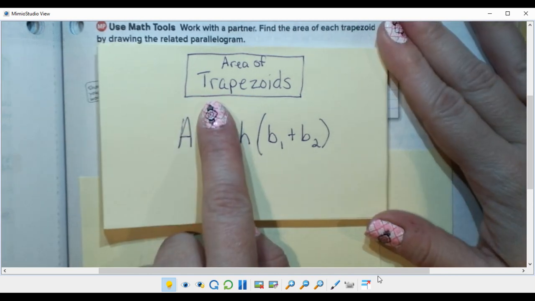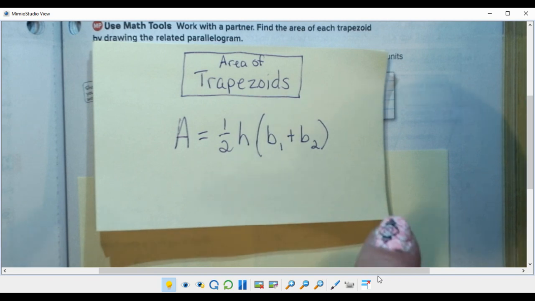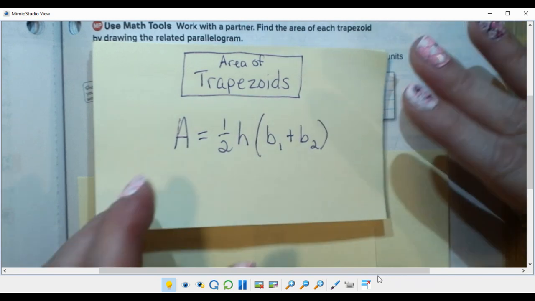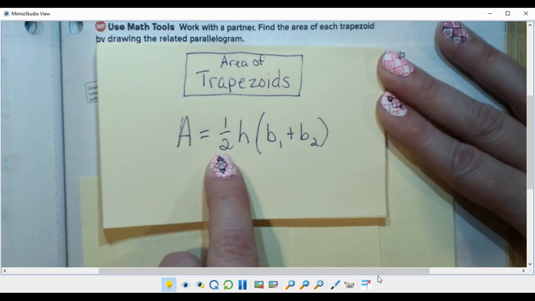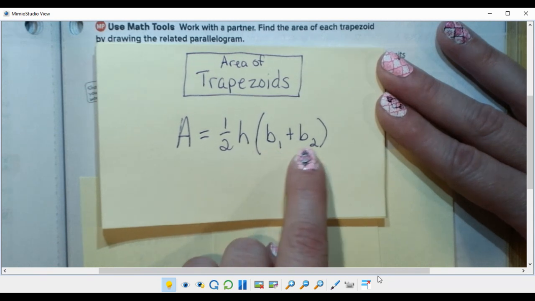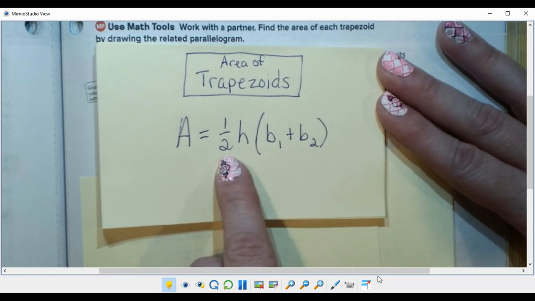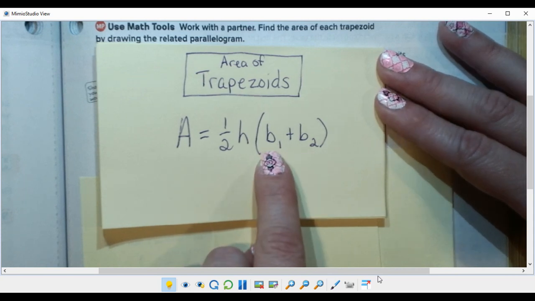So for trapezoids, remember, those are kind of like our triangles that had their heads chopped off. They have one set of parallel sides and then the other set can kind of do whatever. So the formula is area equals 1/2 times the height times the sum of the bases, base 1 plus base 2. So this reads 1/2 height times base 1 plus base 2. I'm going to show you what that means.